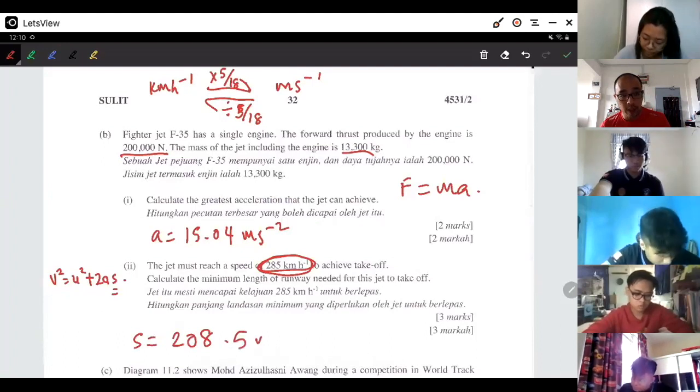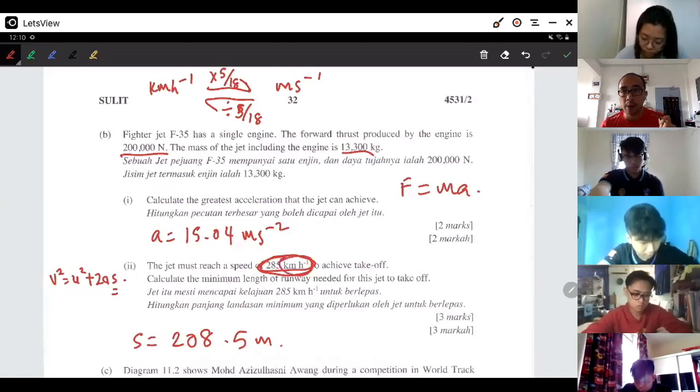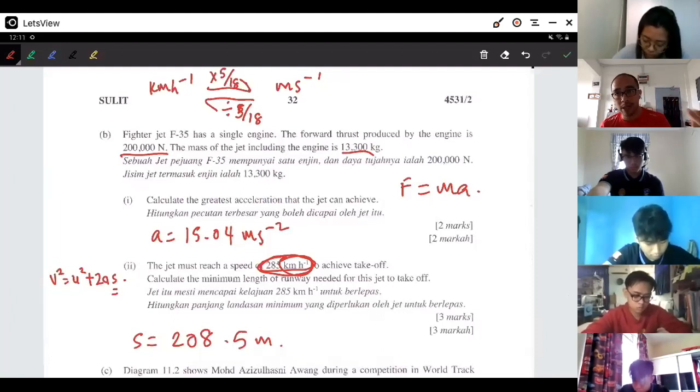208.5 meters. Please remember that most calculation questions that involve speed, most of the time they will give you one in kilometers per hour, but you have to change it to meters per second because we're not talking kilometers, we're talking about meters. So meters per second. Be very careful with this.